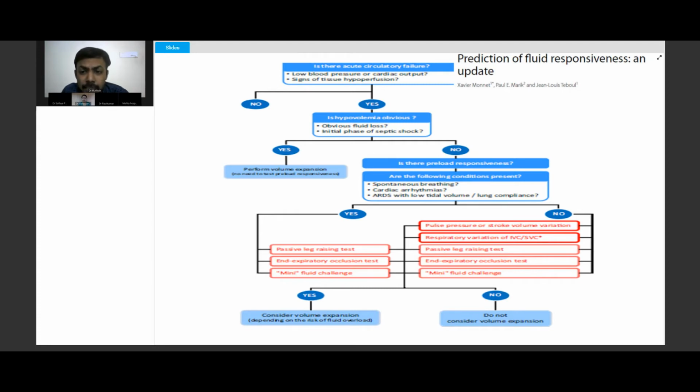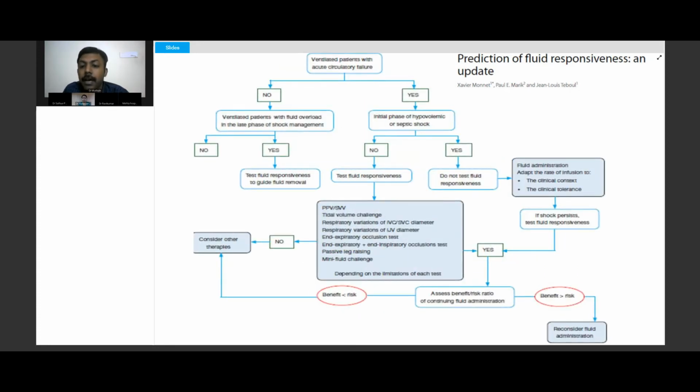Again, in ventilated patients, clinical context is very important. If there is an initial phase of hypovolemic shock, or you know that there is a clear-cut fluid loss, you can give fluids. Otherwise, you need to do the fluid responsiveness test. And if the benefit is more than the risk, then you consider fluids.